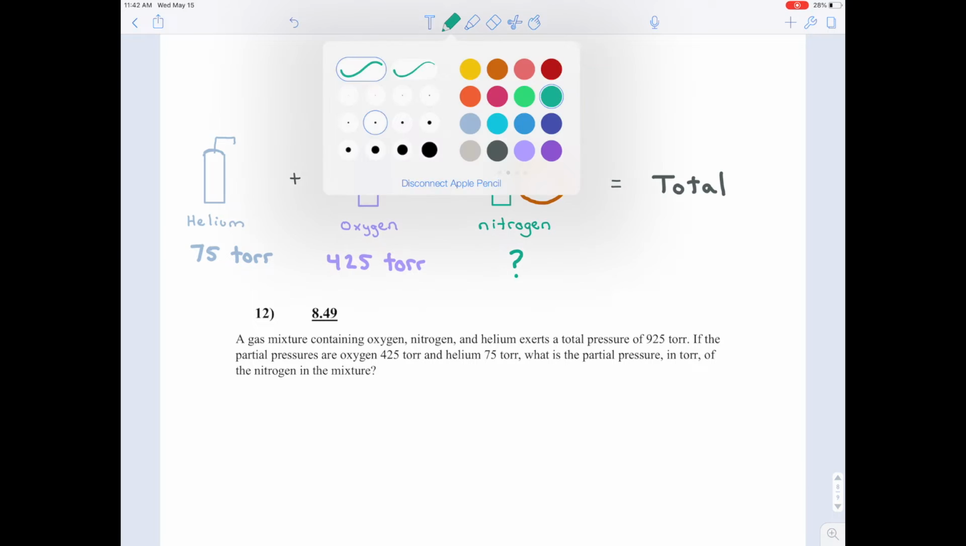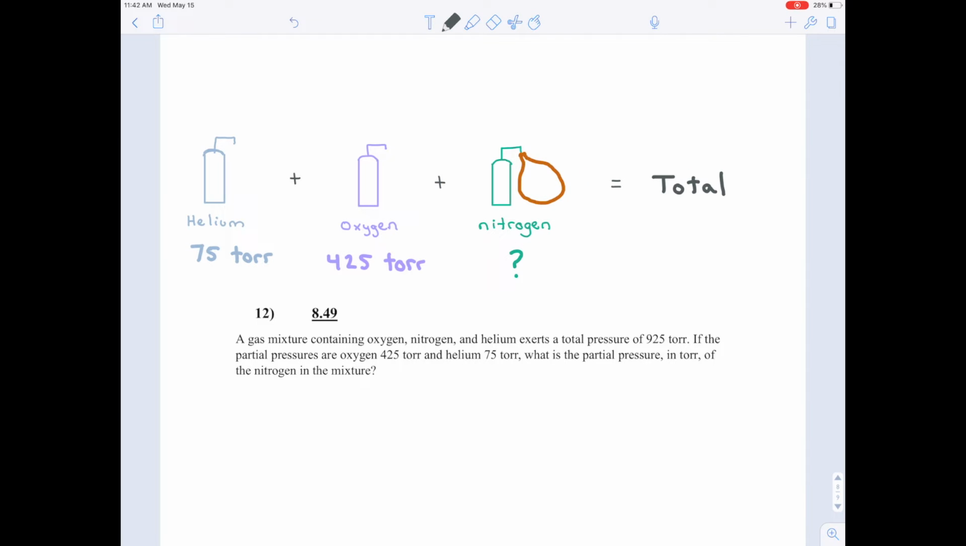Now if you did know the total pressure in the balloon, let's say we knew the total pressure was 925 torr, you could figure out the pressure that's due to nitrogen. Each of the gases contributes a certain amount of pressure, so each is only part of the total pressure, so they're called partial pressures. We know that each of these partial pressures has to add up to the total pressure. So we can make a little algebraic equation.